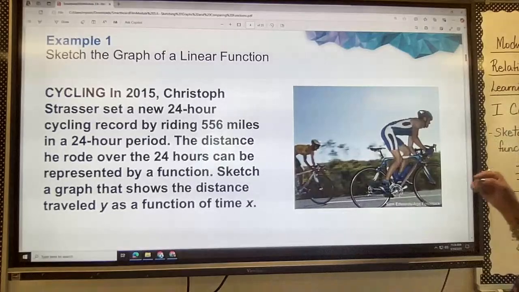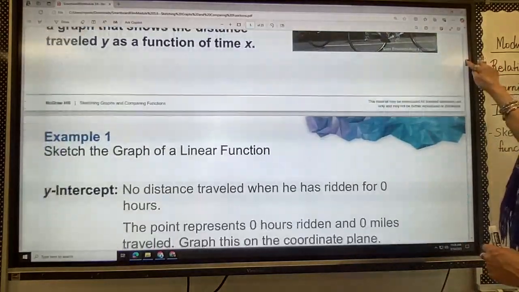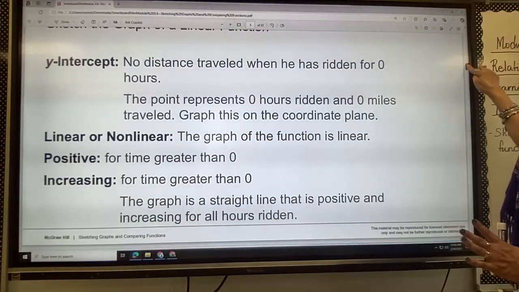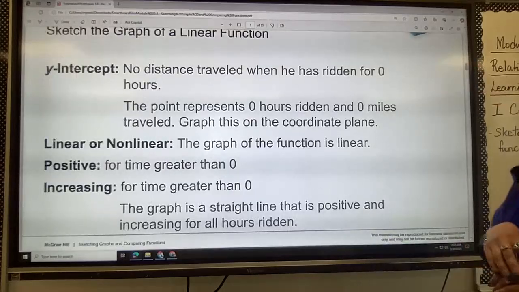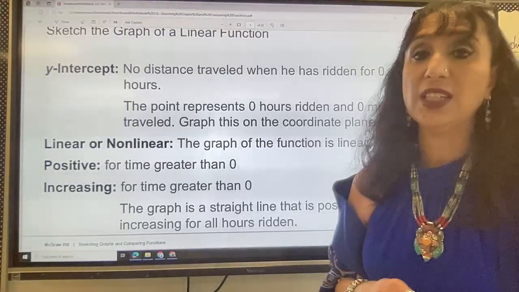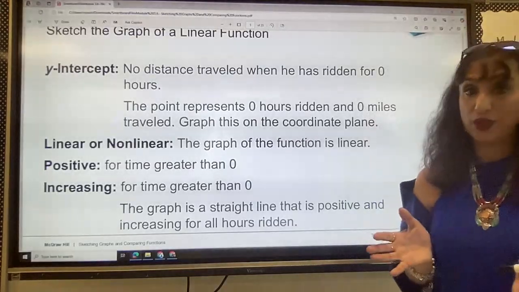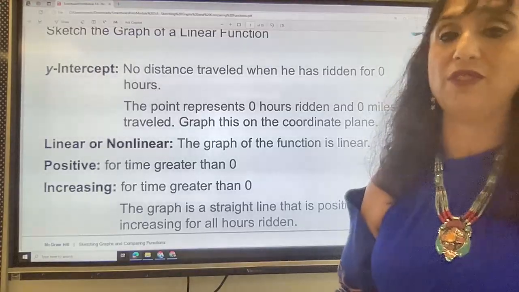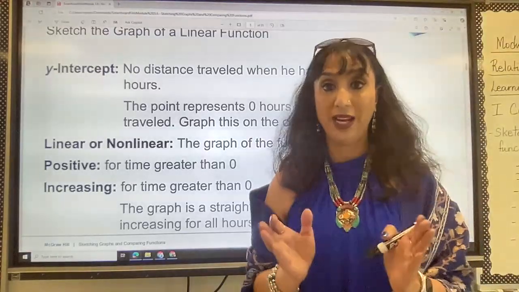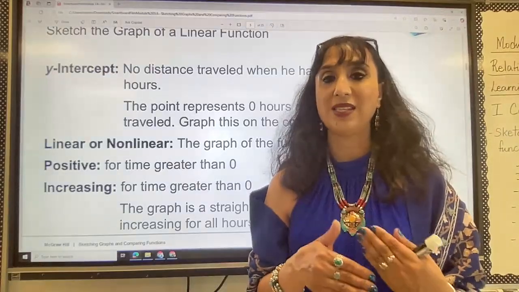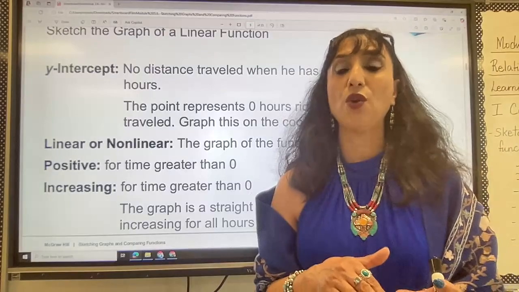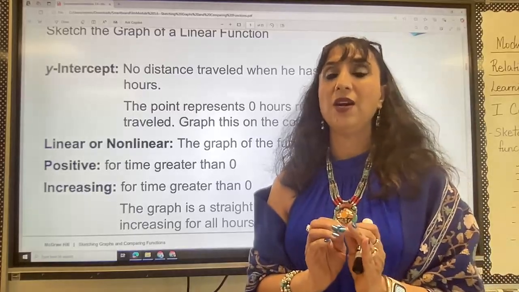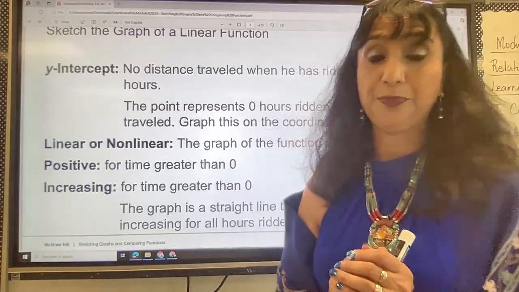Let's look at what we have. For the y-intercept, we can see that no distance is traveled when he has ridden for 0 hours. So the point represents 0 hours ridden and 0 miles traveled. This is going to be graphed on the coordinate plane at the origin. Since we're talking about distance and time, we are only going to use which quadrant? We're only going to use quadrant 1. So 0, 0 is the ordered pair, which is at the origin.